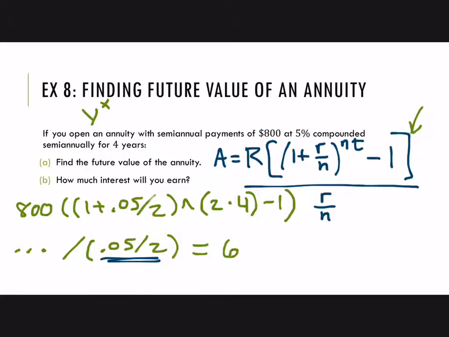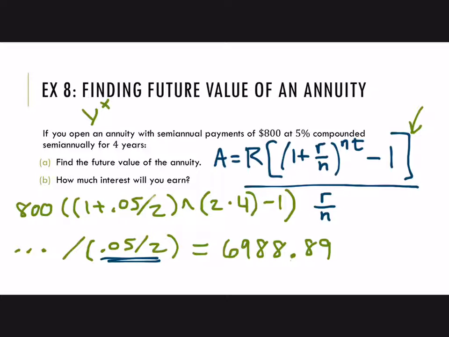And I have $6,988.89. Okay. So one thing you can do, just check to see if this seems reasonable. Twice a year for 4 years, so 8 times, a payment of $800 is made. So that's $6,400 right there. And then the rest of this is an interest amount, that seems reasonable. Okay, so that's the future value of the annuity.